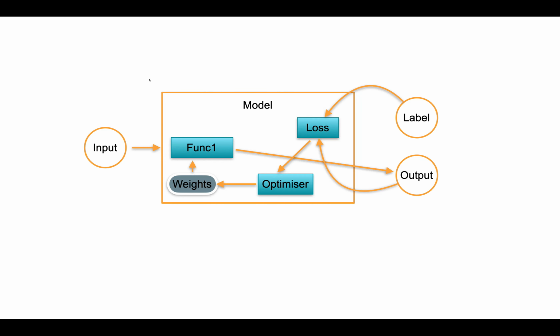After finding that, it will pass that information to the optimizer, and the optimizer will use a mathematical formula, stochastic gradient descent, to update the weights in a direction that will improve the next prediction by reducing the loss. So it will minimize the loss.